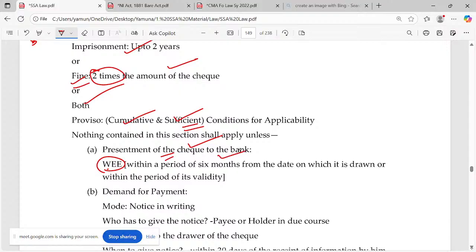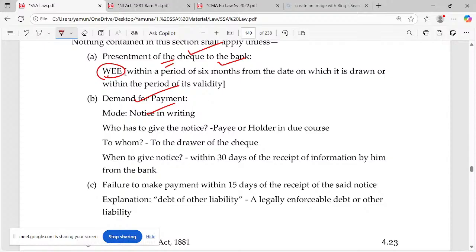Validity, you would have fixed as 3 months, 4 months by then. You should demand for the payment. Actually, you have to give a notice in writing. What is notice in writing? Anybody has deposited a check in the bank?